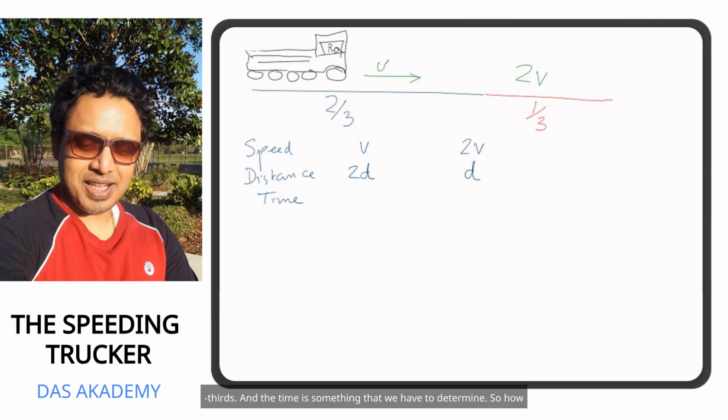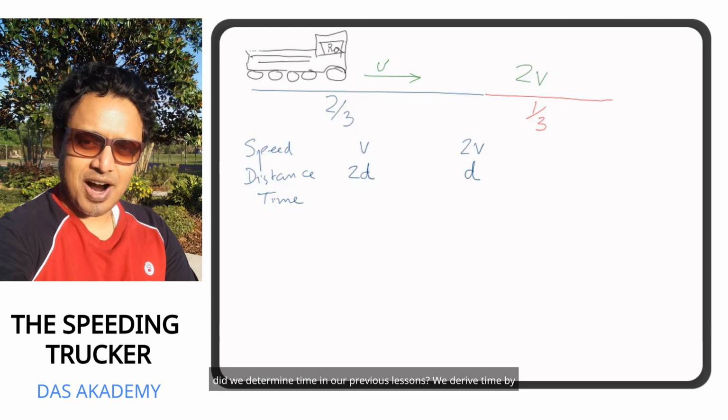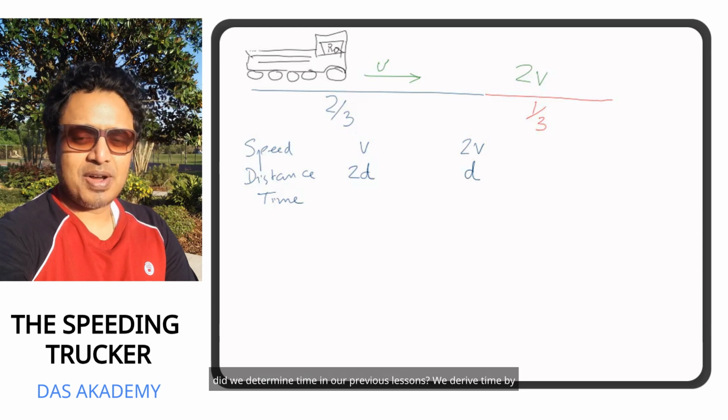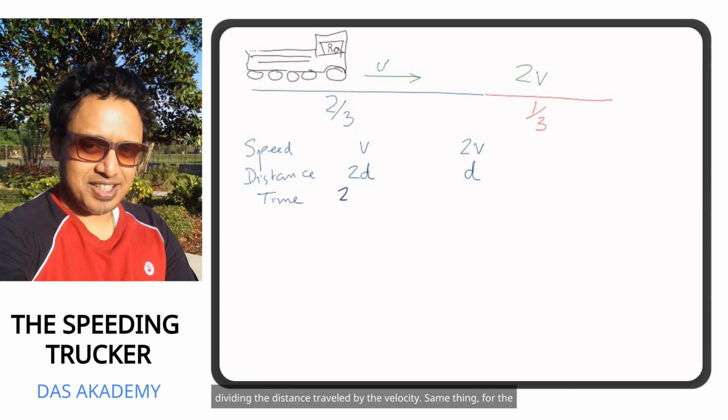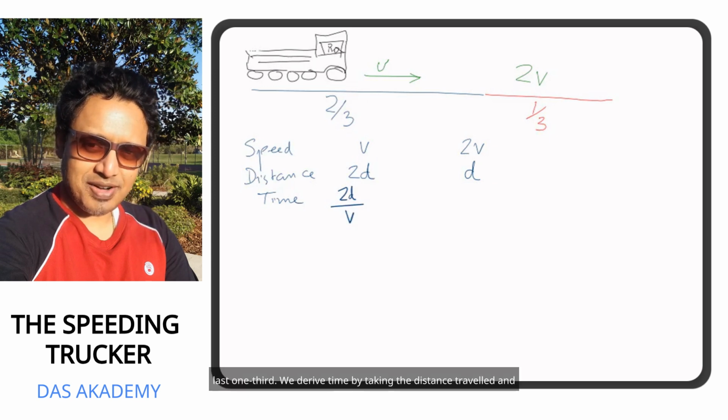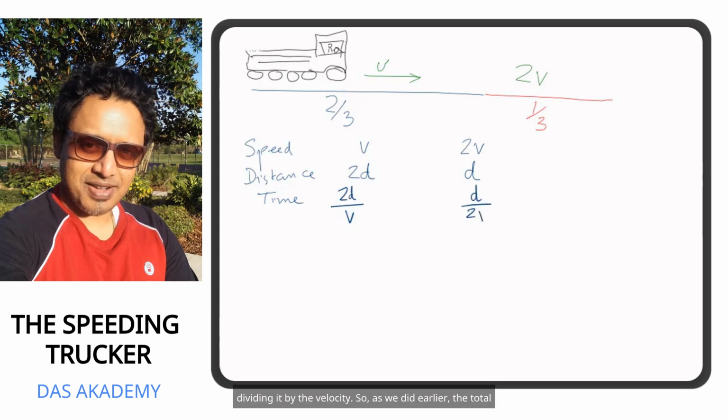And the time is something that we have to determine. So how did we determine time in our previous lessons? We derive time by dividing the distance traveled by the velocity. Same thing for the last 1/3. We derive time by taking the distance traveled and dividing it by the velocity.